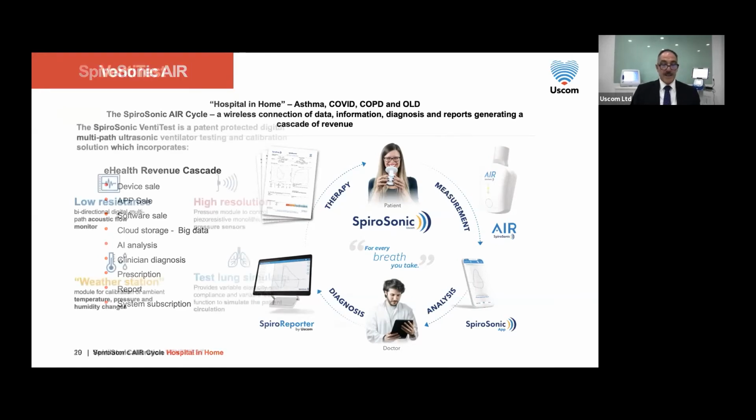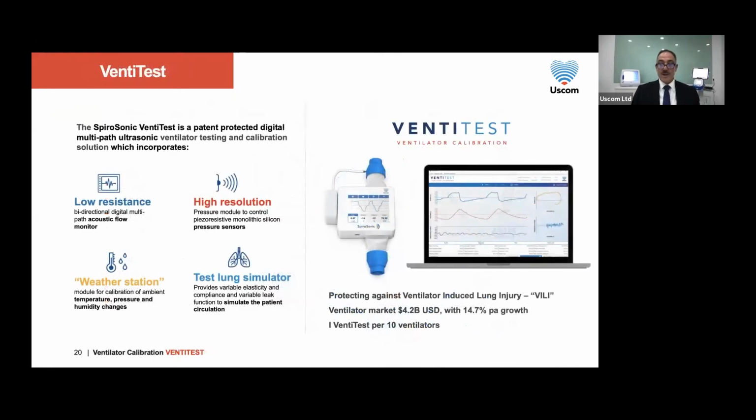Venti Test: there has been an explosion of ventilator sales during the COVID-19 pandemic, with annual sales increasing by over 170%. Ventilators require frequent calibration to ensure accurate and precise ventilation, and the new Venti Test ventilator tester and the Venti Test software provide the most sensitive method to ensure this accuracy and reduce the incidence of ventilator-induced lung injury. Ventilator calibration is a significant market for Uscom's high-fidelity digital ultrasonic spirometer technology, and we continue clinical optimization of the devices as we prepare them for global release.